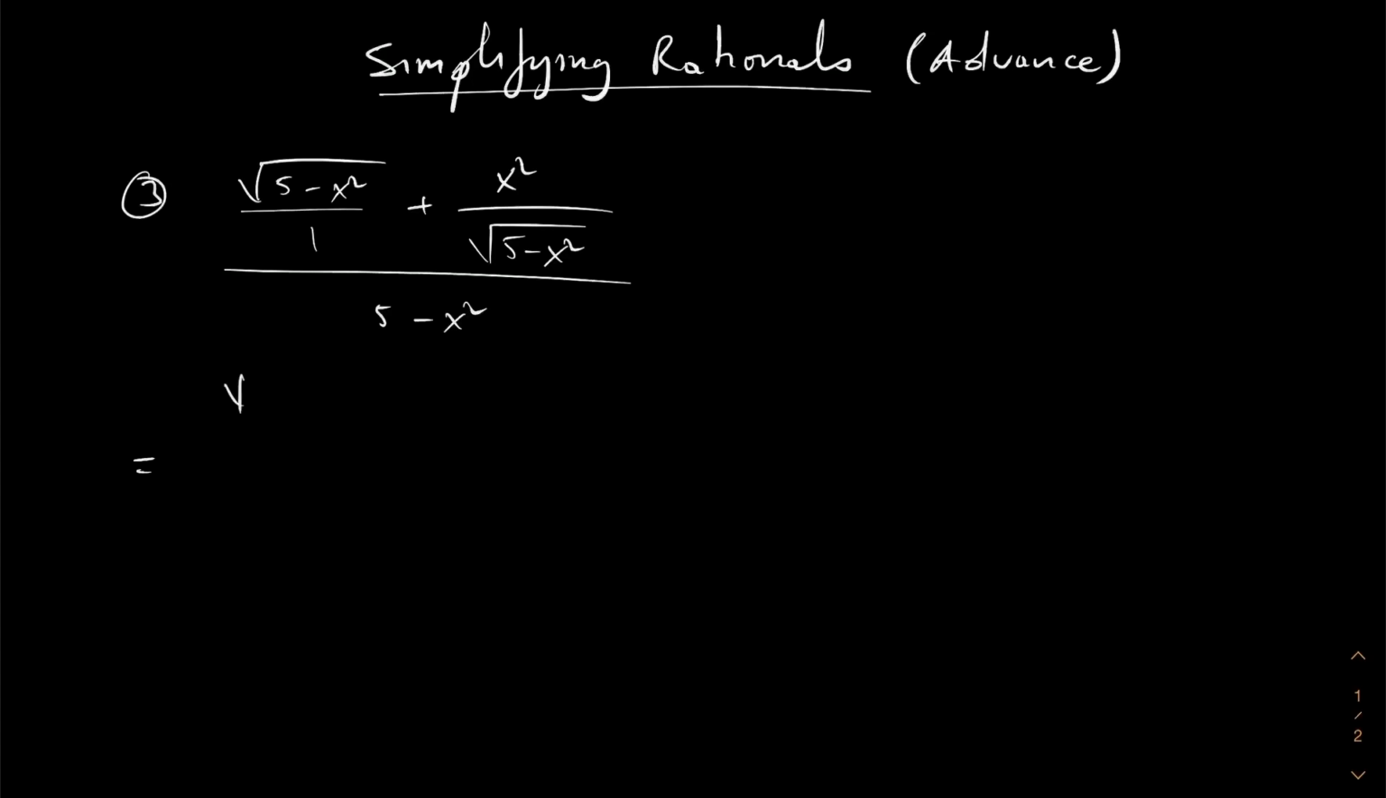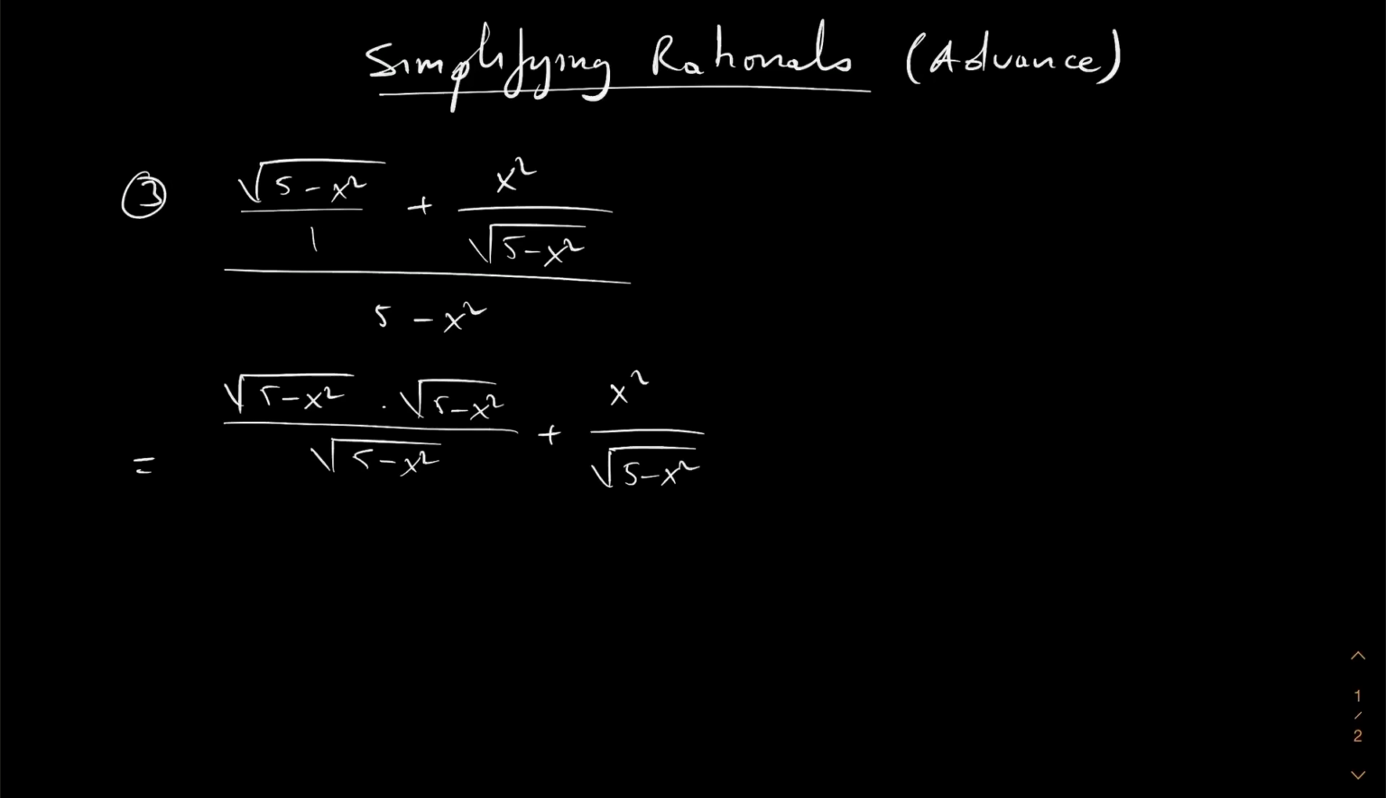So we can rewrite this expression as the square root of 5 minus x squared times the square root of 5 minus x squared divided by the square root of 5 minus x squared. I'm going to be saying that a lot in this example. Plus x squared divided by the square root of 5 minus x squared. And all that divided by 5 minus x squared. And so that's going to be giving us, if we are adding the numerators on top and keeping the denominator the same, we're going to have those two square roots. Since they have the power of 1/2 each, they're going to add up to be a power of 1. And so we can cancel out the radicals.